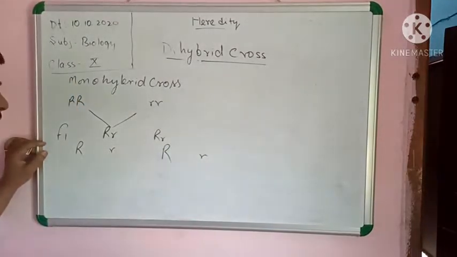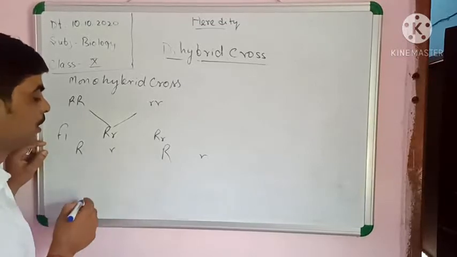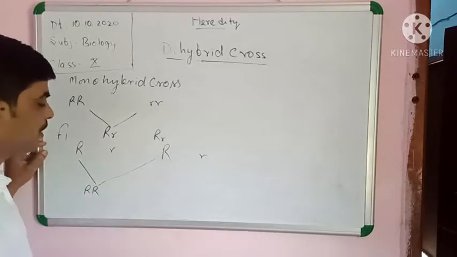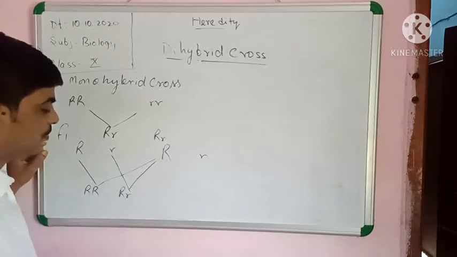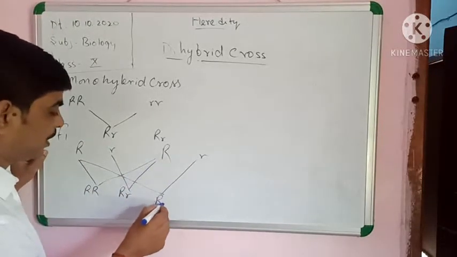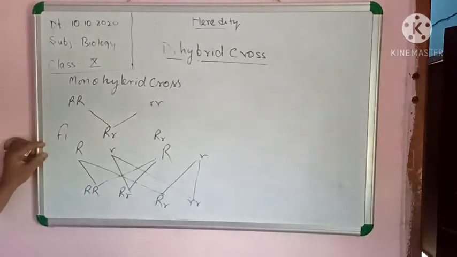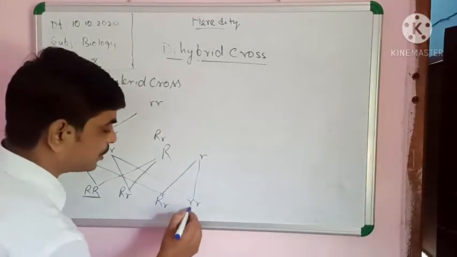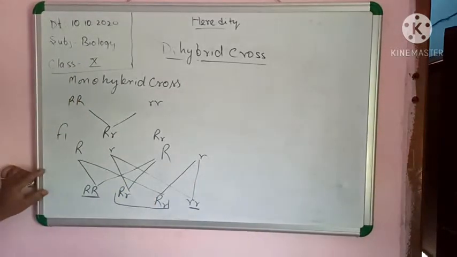These are the gametes formed by them. Now see here. This will breed with this. It will be capital R. This will breed with this: capital R, small r. This will breed with this: capital R, small r. And this will breed with this: small r, small r. See here, this is pure line. This is pure line. And these are the new combinations that we received.